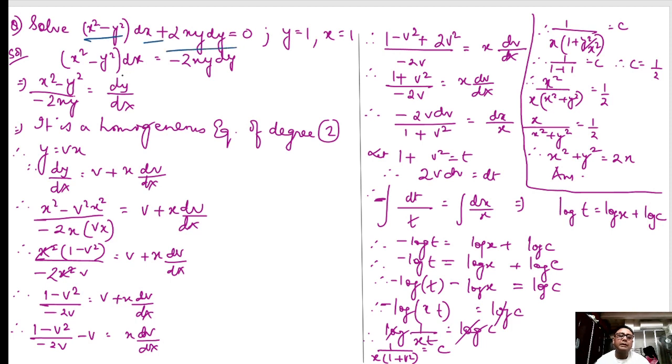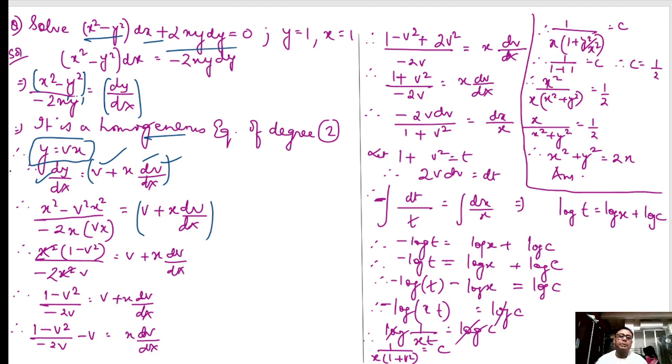So first of all, let us separate the dy by dx. The numerator degree is 2 and the denominator degree is also 2, because 1 plus 1 is 2. So it's homogeneous, and when it is homogeneous you have to take y equal to vx and differentiate it on both sides. And then replace dy by dx as this much. So here we have replaced it. This is the dy by dx.